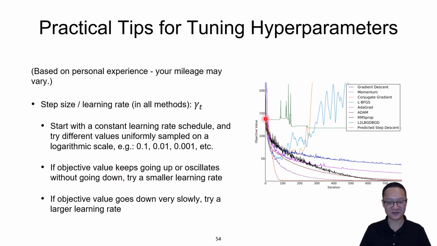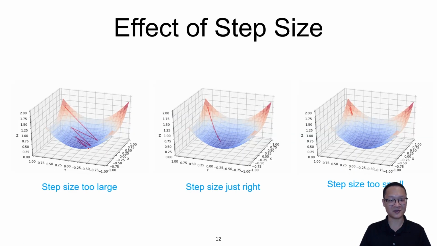If the objective value keeps going up, like the orange one, or maybe it just keeps going up and down, never improves, that could be a sign of having a step size or a learning rate that is too big. That's similar to this picture over here, right? If the objective value keeps oscillating, maybe the step size is too big. And then we can reduce the step size a little bit.